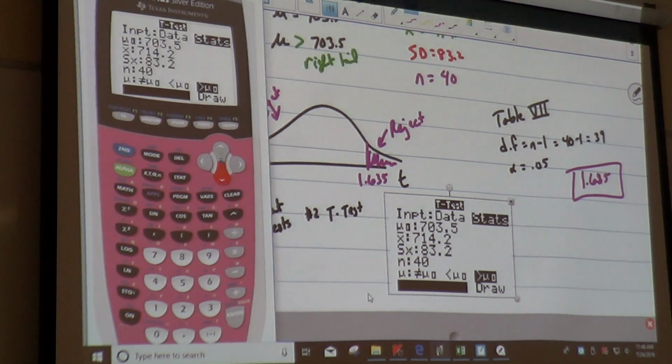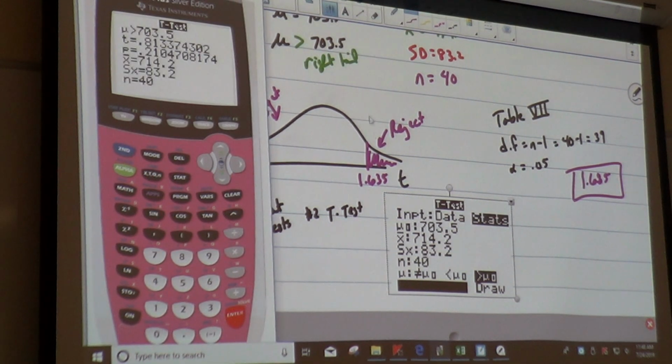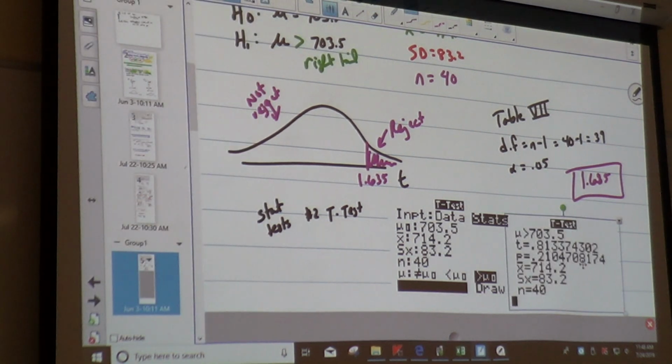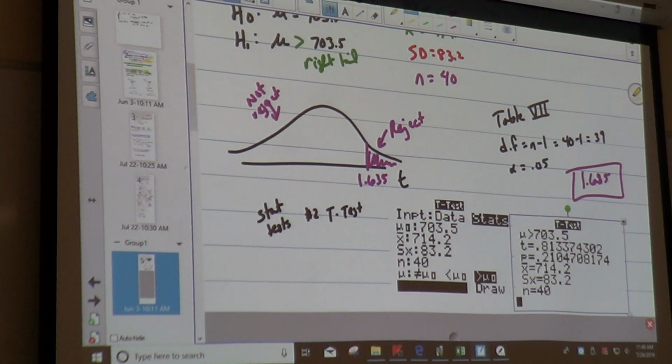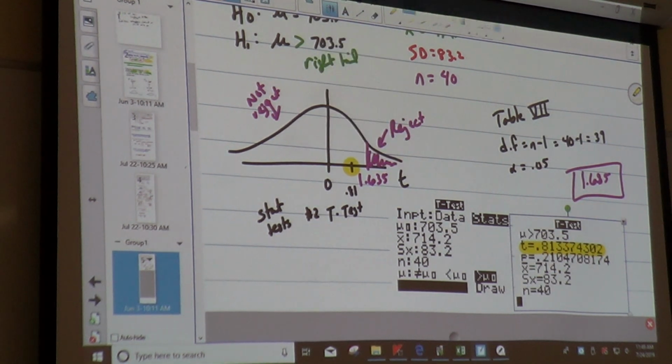And then when I hit calculate, my T is what I'm going to put on the graph. My P is if I'm comparing it to the alpha. So my T is going to be 0.81. That's where my T would go. So do I reject it or not reject it? I do not reject it.